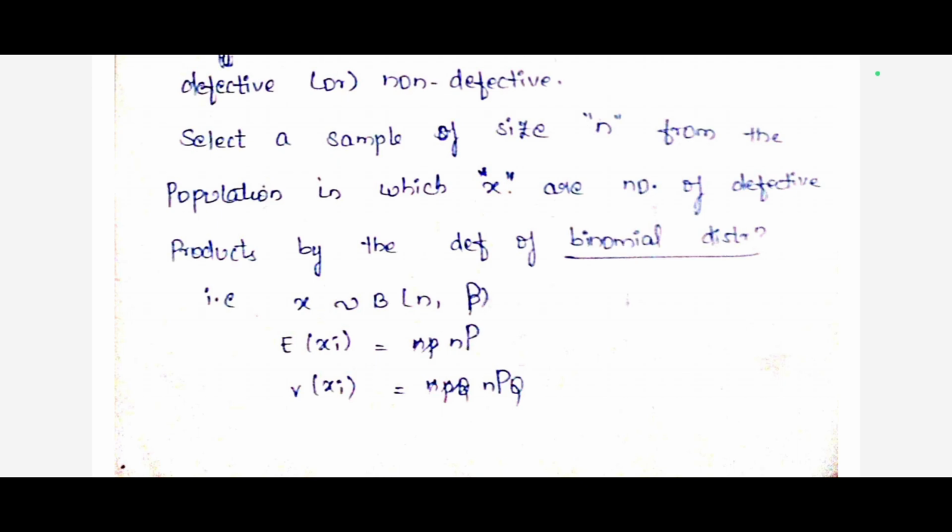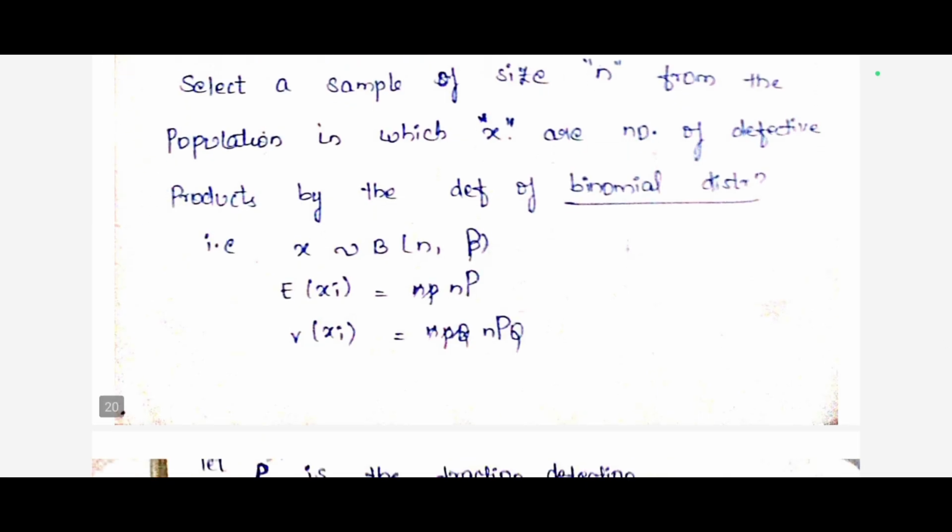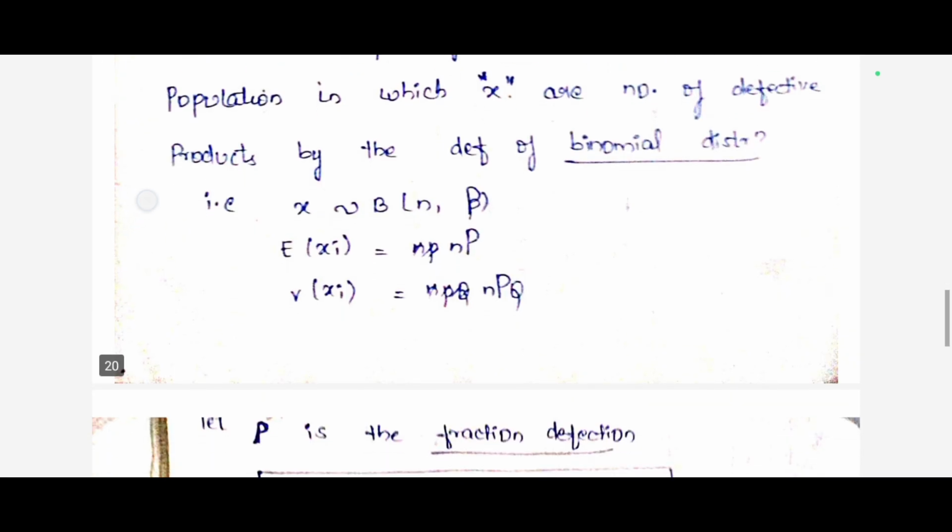By the definition of binomial distribution, let x have the binomial of n comma p. So here the expected value of x is n into p, and the variance of x is equal to npq.